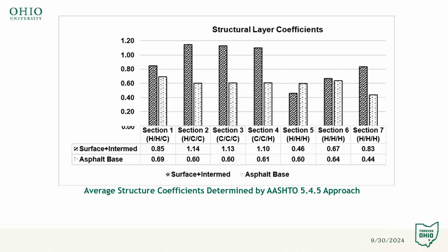The deflection here is temperature adjusted, but they also have a lot of variation within each section. So this is an average value of the deflection. You can get a fairly high structural coefficient for the surface and intermediate course, and even the asphalt base, most of them are also way higher than 0.43.